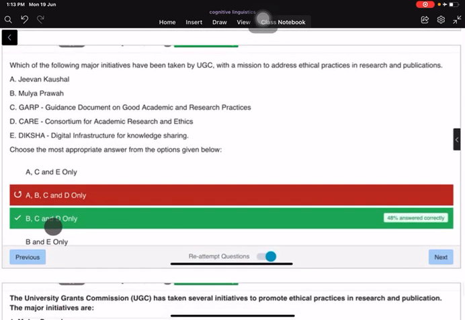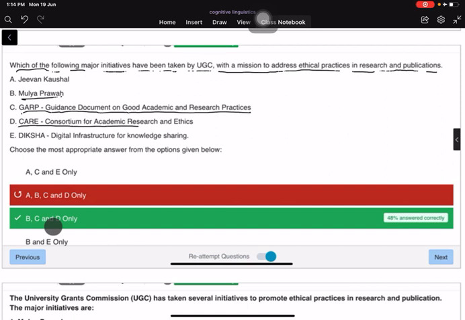Now, which of the following major initiatives have been taken by UGC with a mission to address ethical practices in research and publications? So, Mulya Pravah, GARP, that is Guidance Document on Good Academic and Research Practices, and CARE, that is Consortium for Academic Research and Ethics. These are the three major initiatives taken up by UGC with a mission to address ethical practices in research and publications.